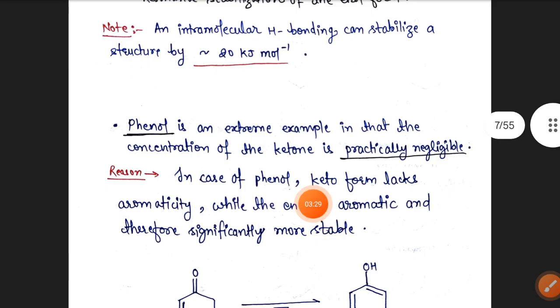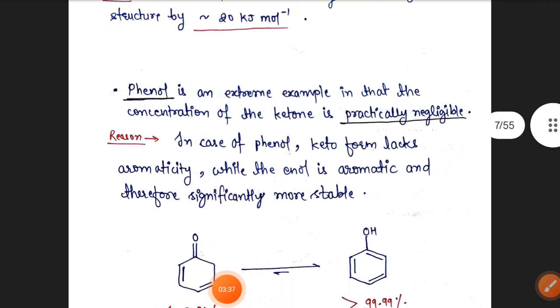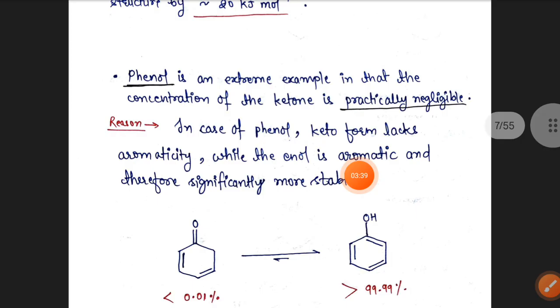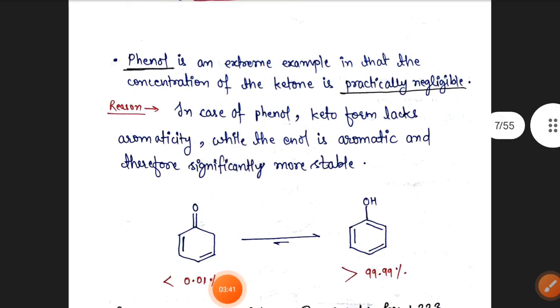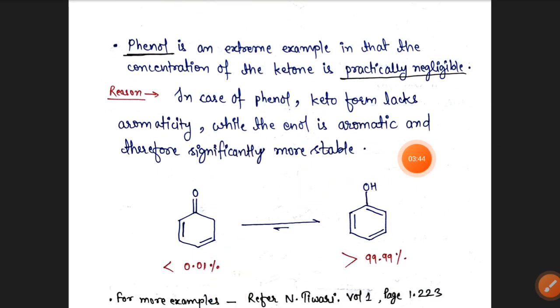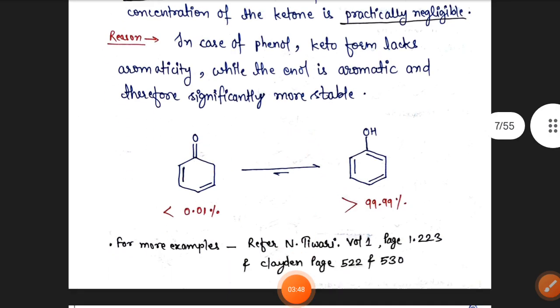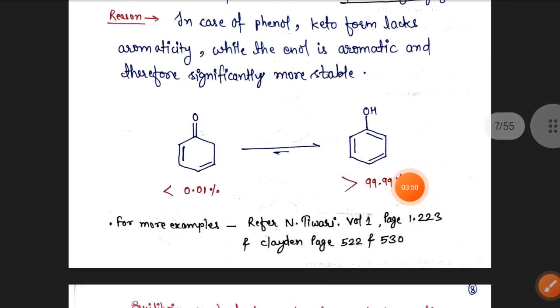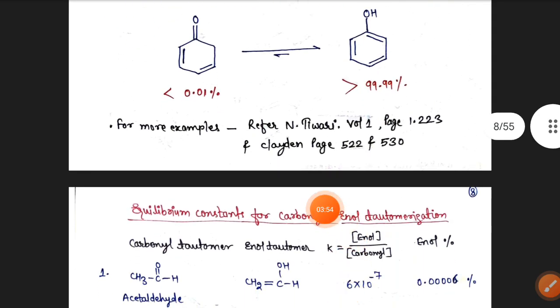Next, phenol is an extreme example in that the concentration of the ketone is practically negligible. The reason: in the case of phenol, the keto form lacks aromaticity, while the enol is aromatic and therefore significantly more stable. So this is more stable. For more examples, refer to these books.